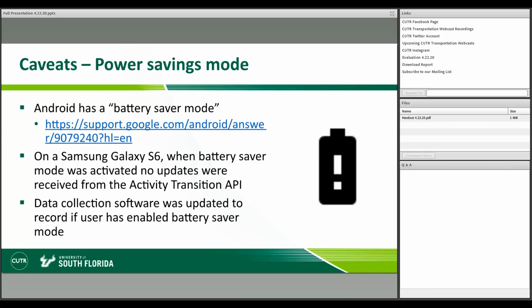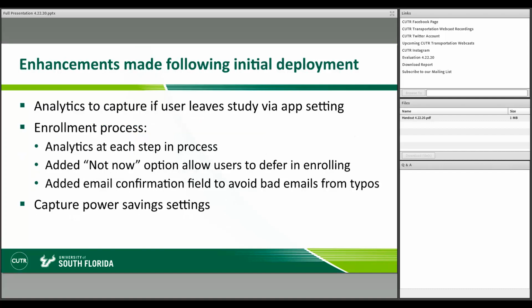After we noticed that this was happening, we did add the ability in the data collection software where now we do capture the setting that the user has on the device as to whether or not they've enabled this battery saver mode. So if all of a sudden we see that we're not getting data from a particular user, we can look at the setting and say, okay, this user has power savings mode turned on. That's why we're not getting any information. So this is something that can certainly be studied in more detail.